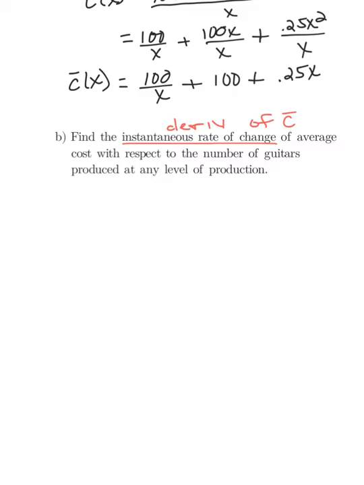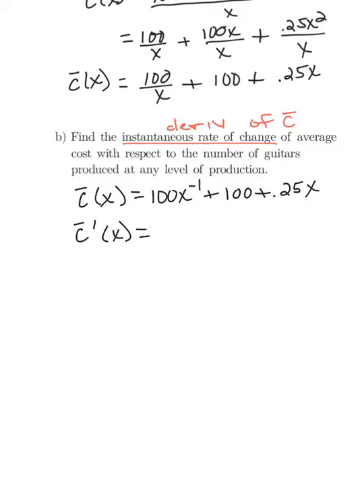Before we can actually do that, though, we need to take our average cost function and rewrite it so that the first term has the variable in the numerator. In doing that, it will become 100x to the negative 1 plus 100 plus 0.25x. So that's our original average cost function, just rewritten so that we can use our derivative rules. So now we're going to do the derivative of this thing, which means we still have C bar, but now we got to put a prime on it because we're going to do the derivative of it.